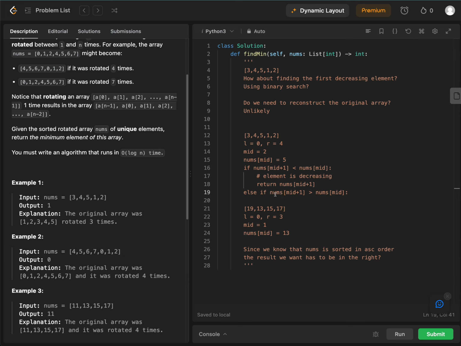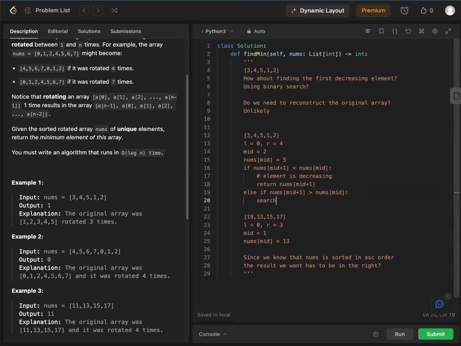Then perhaps in this particular case we cannot throw away, it can be in the left or the right, right? For example, if we're looking at nums mid is 13, 15 is bigger than 13, right? And at this point in time we cannot determine the smallest element from here. The only thing we can do is conduct search here and here to find the first element, right? So if nums mid plus 1 is greater than nums mid, we have to conduct search again, from left to right.